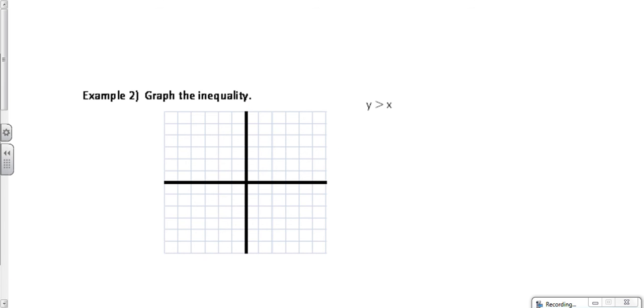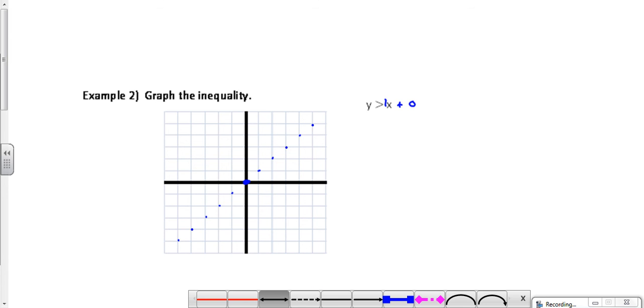Next one, now this one has a y-intercept of 0, a slope of 1, so up 1 over 1, and so on. If we look at the inequality, it says greater than with no line underneath it, so it's not greater than or equal to. So this one is going to be dotted.